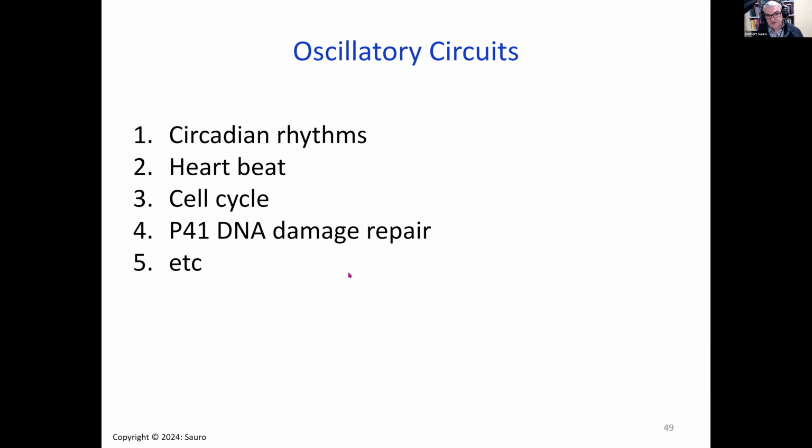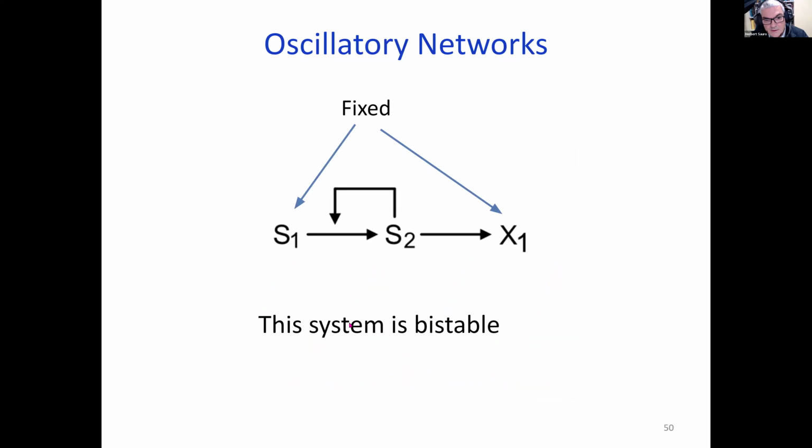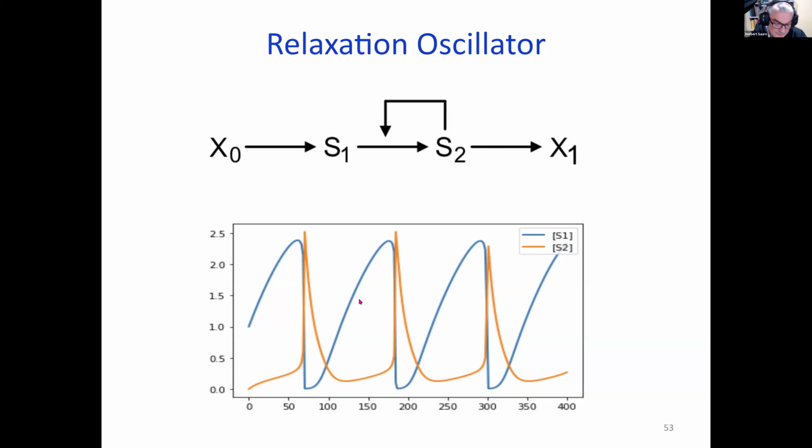The heartbeat is a relaxation oscillator. The cell cycle is a relaxation oscillator. Circadian rhythms, I don't know. P41 DNA damage is also a relaxation oscillator. So they're actually quite common. We don't know for certain why cells use them, but definitely in man-made devices, one reason is because it requires fewer components, and the second reason is you can have a huge variety of profiles on the waveforms.